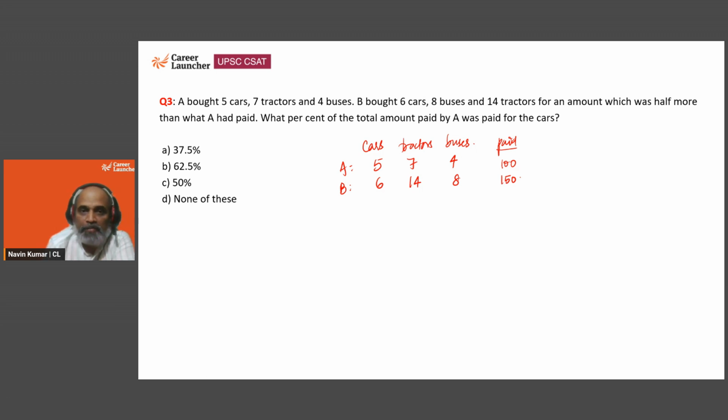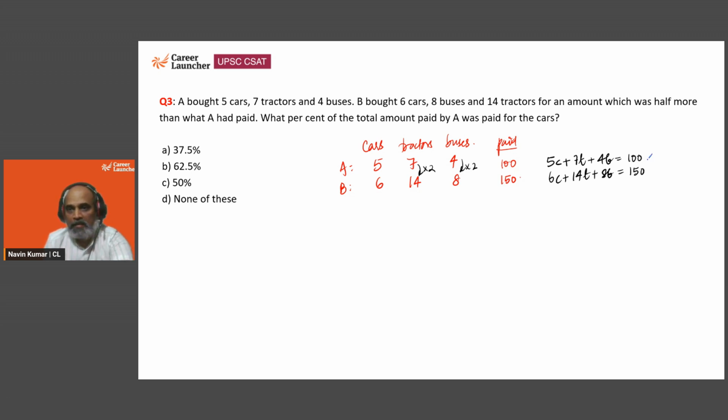Now, if we pay attention, what we see is tractors get doubled, buses get doubled. So if I double everything from A, I will be able to get rid of tractors and buses. Basically, we are saying that 5 times car plus 7 times tractors plus 4 times buses is equal to 100 rupees. 6 times cars plus 14 times tractors plus 8 times buses is equal to 150 rupees.